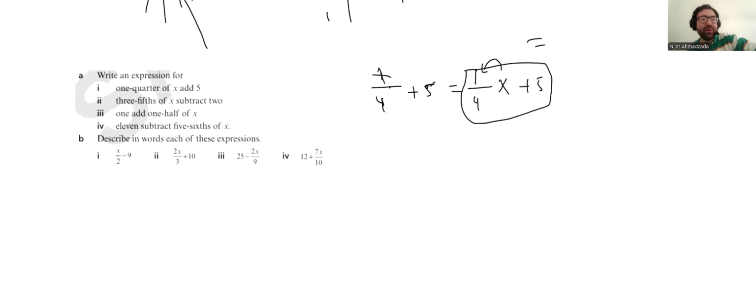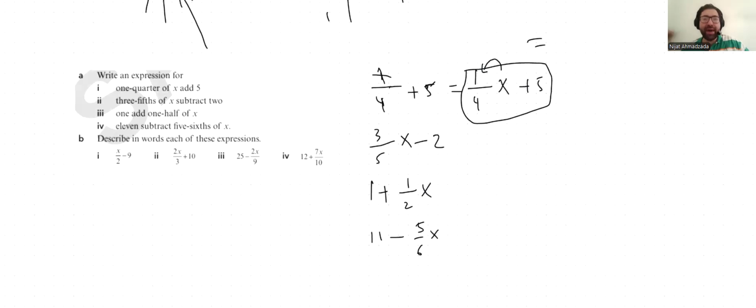And the second part, 3/5 of x subtract 2, with the same logic. 3/5 of x subtract 2. Then 1 add 1/2 of x. So it's easy. I'm just doing it one by one. 11 subtract 5/6 of x.